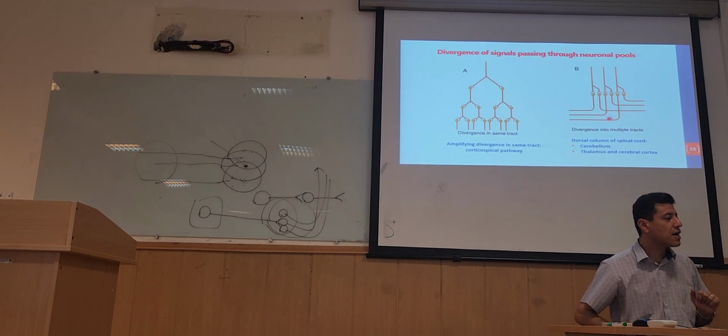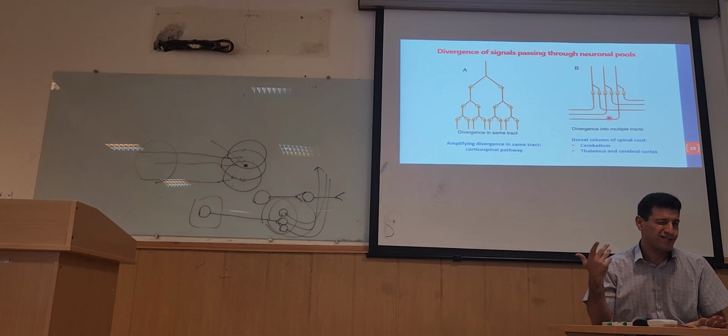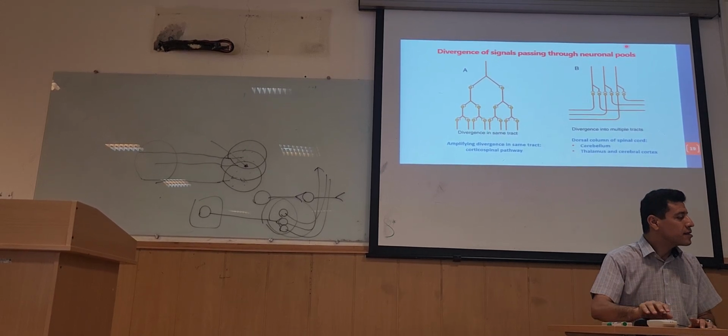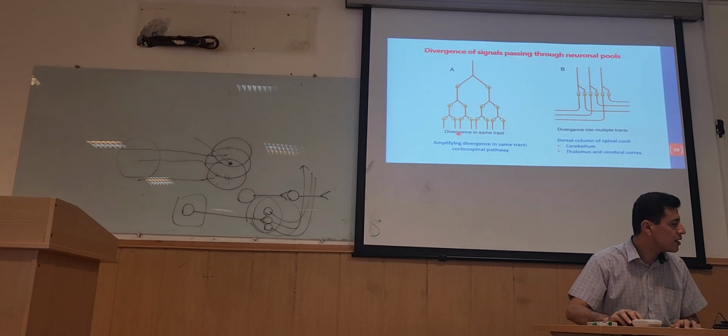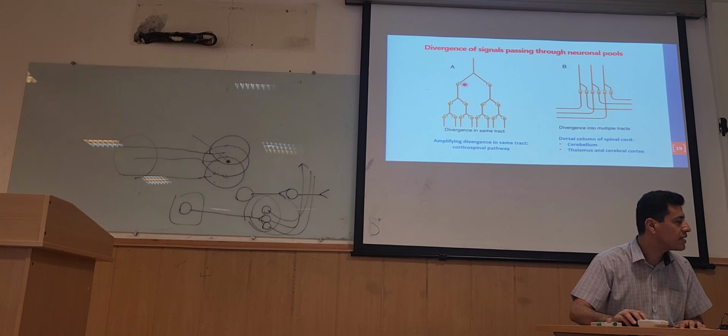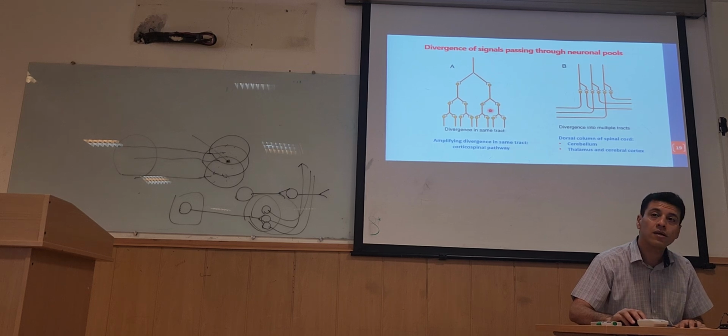Okay. So now let's see some of these networks. Actually, these are simplified networks. The first one is called divergence. You can see that the input neuron is divided into two branches. Each of them activates another neuron. Again, these neurons make two branches. They activate two neurons, and so on.